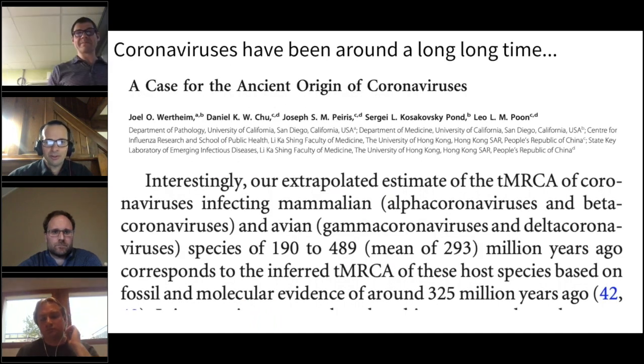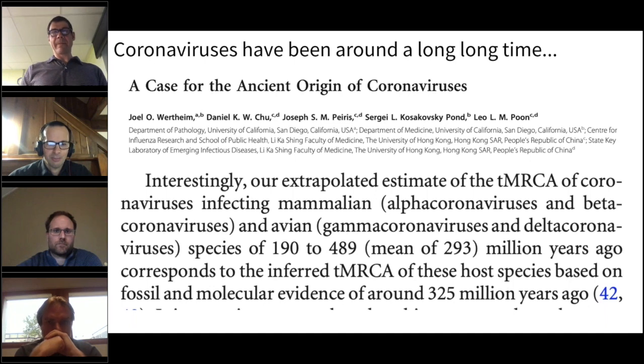So coronaviruses have been around a long time. In fact, before it was fashionable, we published a study that estimated that the progenitors of beta coronaviruses, which is where SARS-CoV-2 lies, diverged from their closest relatives like alpha coronaviruses and avian viruses 200 million years ago. Next slide, please.